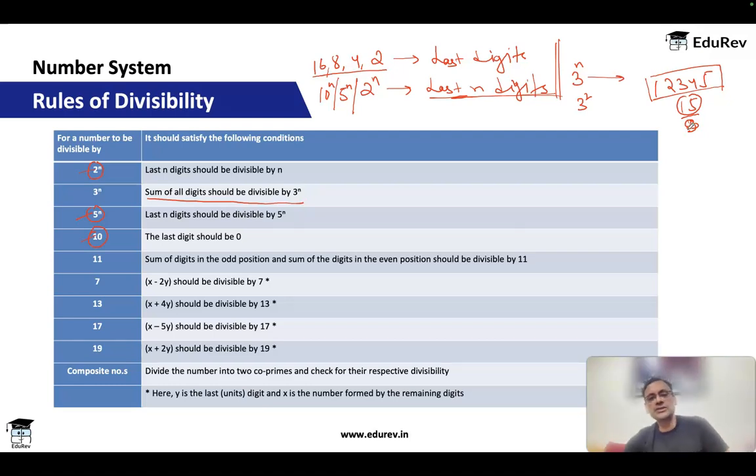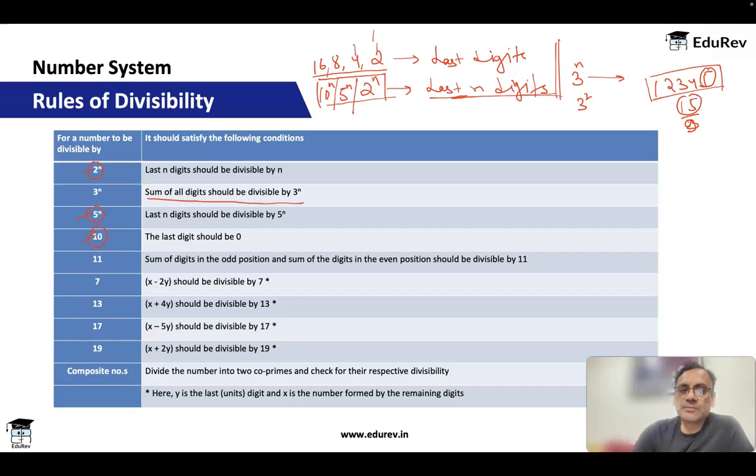The good thing is that these rules do not only tell you whether it is divisible or not, they also tell you the remainder in case it is not divisible. For example, with this 2 to the power n that we saw, let's say my number is 1, 2, 3, 4, 5, the same number. I want to check divisibility by 2. I check the last digit, which is 5. I divide 5 by 2 and get a remainder of 1. So in the case of 2, my remainder is 1.